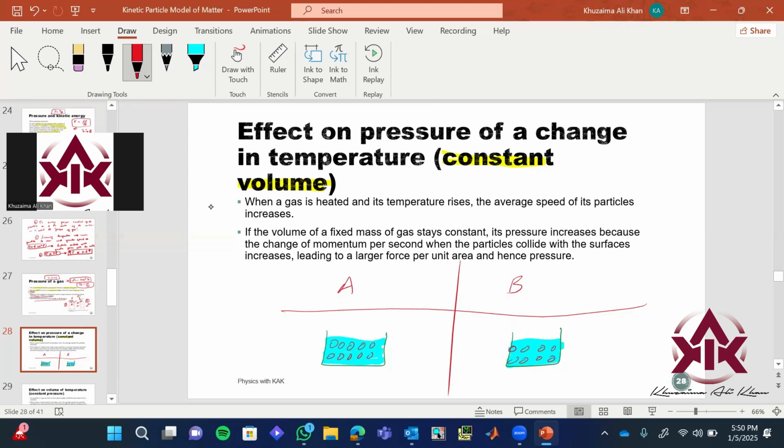Okay, so let's see what will happen. Let's say this is at room temperature, right? And the pressure is constant, right? The pressure is atmospheric pressure, right? The pressure that is exerted by the atmosphere, that is air. So air is surrounding this particular container, and similarly air is surrounding this particular container over here. The pressure is constant, right?